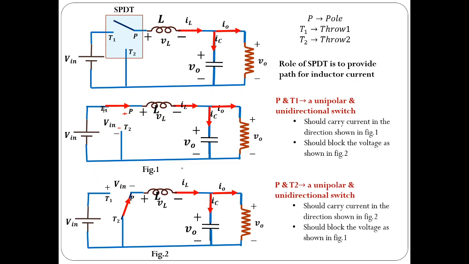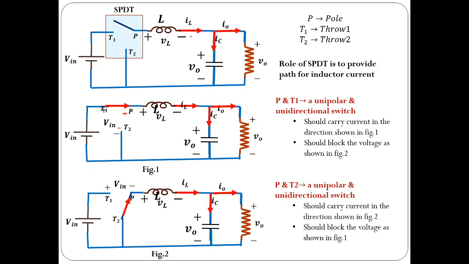Similarly, between pole and T2, again you should have a unidirectional unipolar switch. The direction of current must be only one direction, and that should carry current in only one direction as shown in figure 2, and it should block the voltage as shown in figure 1. So how can we achieve this? How can we realize this kind of switch combination so as to realize this SPDT?